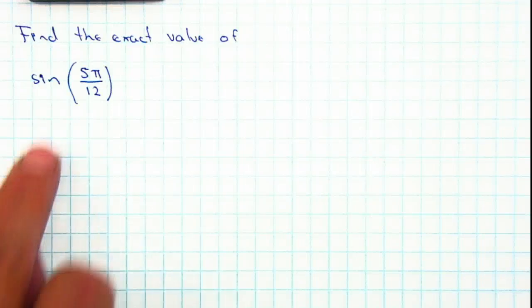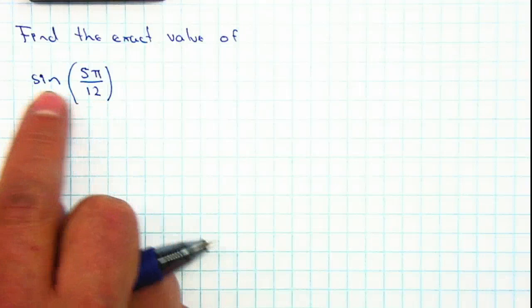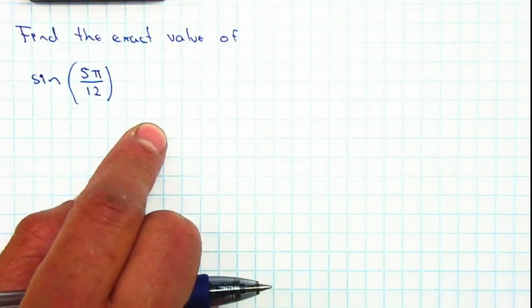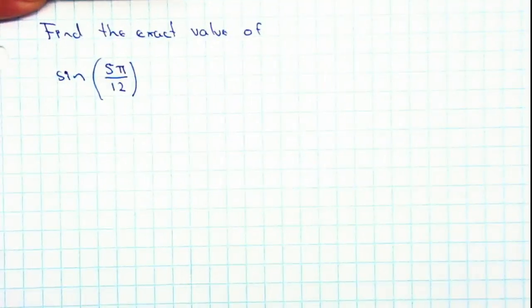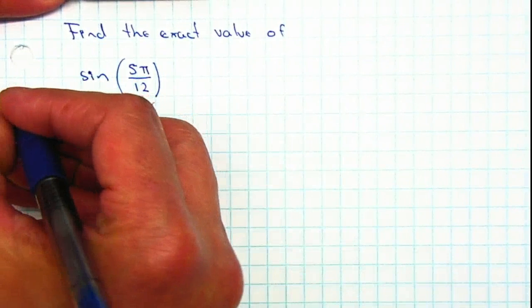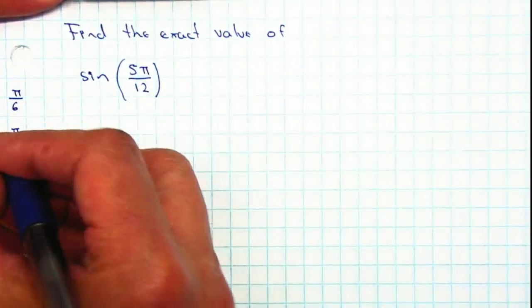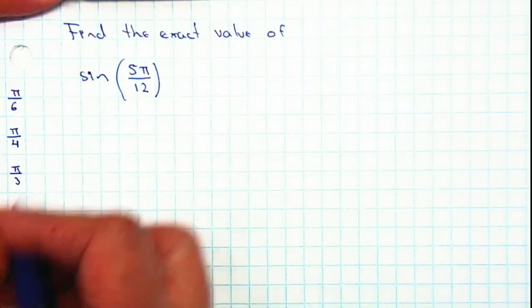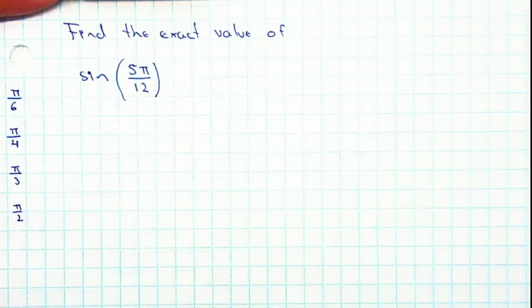They are asking us to find the exact value of sine of 5 pi over 12. Now remember, they can always plug it into the calculator and get a decimal, but that's not going to be exact. The exact values of angles that we have in radians are pi over 6, which is your 30 degrees, pi over 4, which is your 45, pi over 3, which is your 60, and pi over 2, which is your 90 degrees.